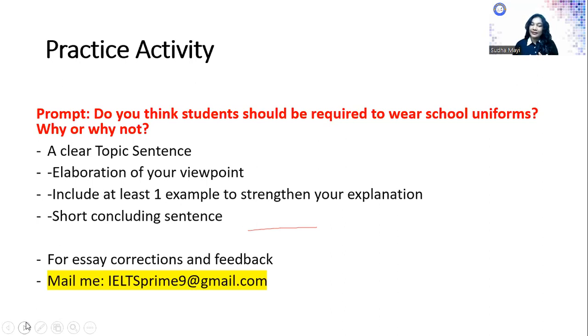So if you agree that, yeah, they should wear school uniforms, then you have to have two ideas in favor of yes, needed. If you say no, school uniforms are not needed, then you have to have two ideas in favor of why students should not wear school uniforms regularly, right? And I want you to write your ideas with the topic sentence. Elaborate your viewpoint. Include one example to strengthen your explanation, and give a short concluding sentence so that I know that you understand.